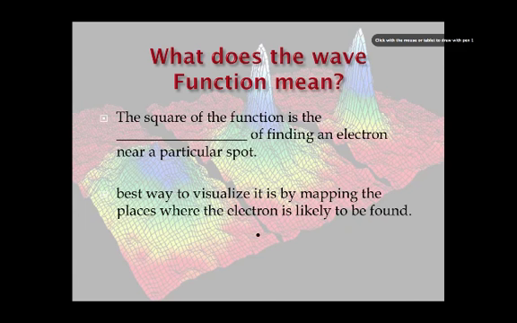So the wave function basically tells us this. The square of the wave function will give us the probability of finding an electron near a particular spot. Probability. And the best way for us to visualize a probability would be to map out the places where the electron is likely to be found. So you might notice in the background of my slide I have graphs that kind of look like topographic maps. Well, these really are the graphs of the positions of atoms, and graphing them helps us understand where they are.